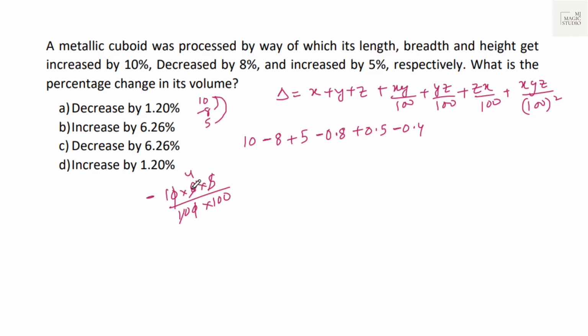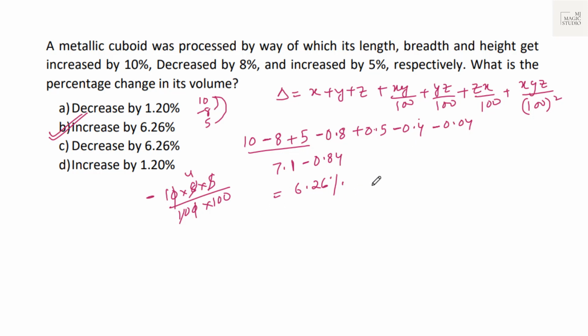I'm just writing and solving. So it is minus 0.04. So 7.1 minus 0.84 would be 6.26%. But it is with a plus sign, so it is increased by 6.26%. What is the percentage change in volume? Volume increases by 6.26%, as simple as that.